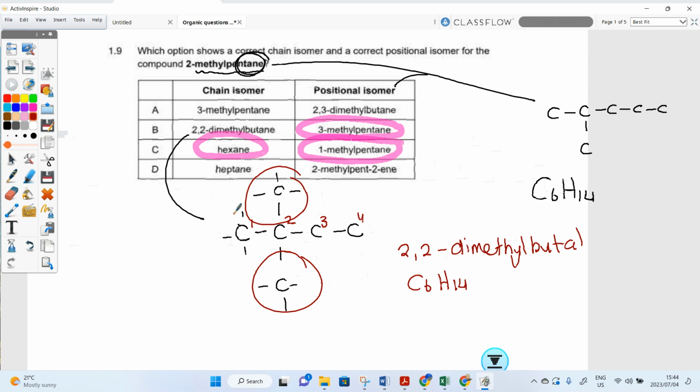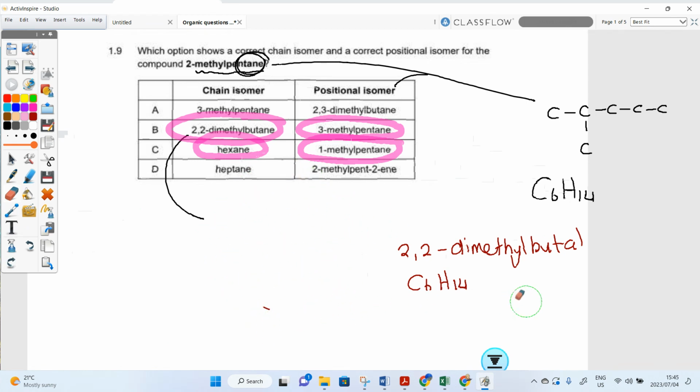I've got a problem. Oh, sorry, I know what the problem is. So this could also be the answer. So we have a problem because can you have 2 answers for a multiple choice? No, so we need to think now. Are both those positional isomers correct? Can it be 3-methylpentane or 1-methylpentane?